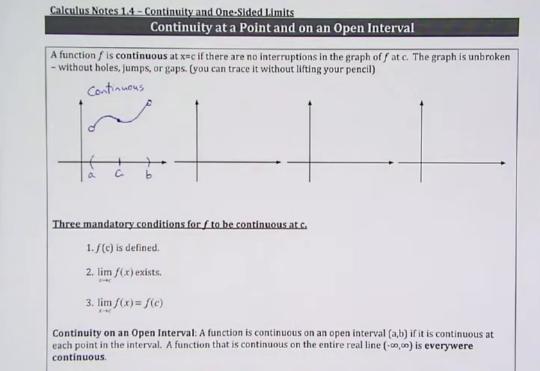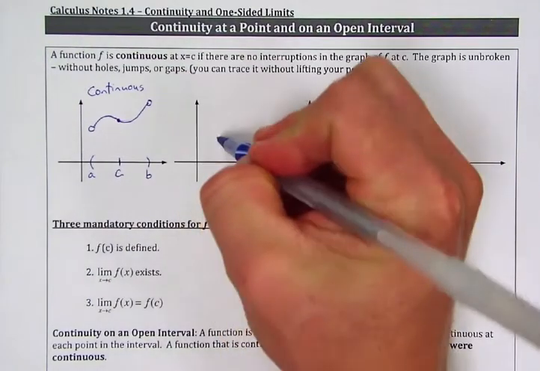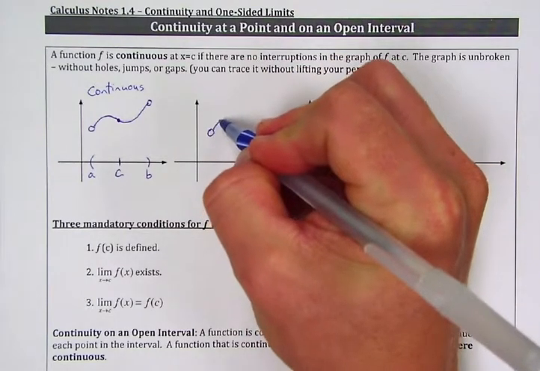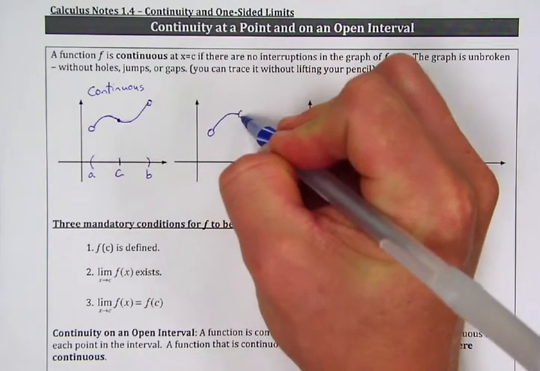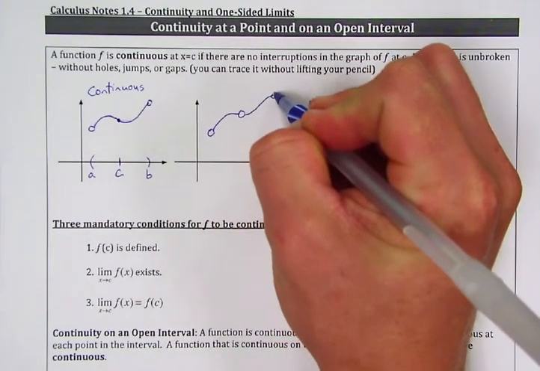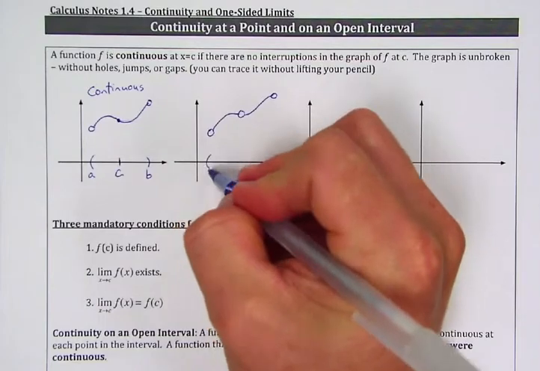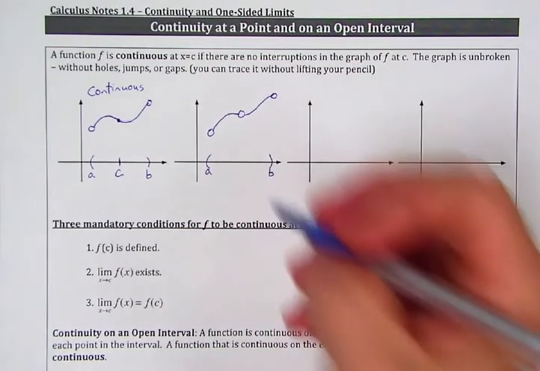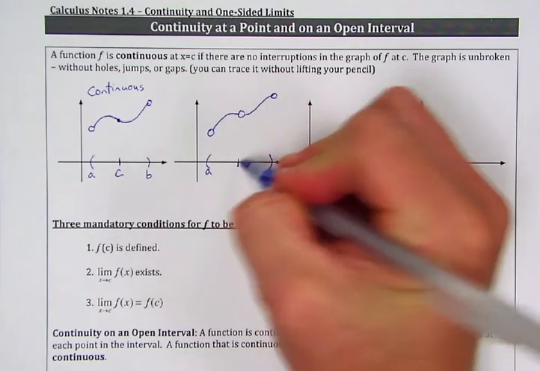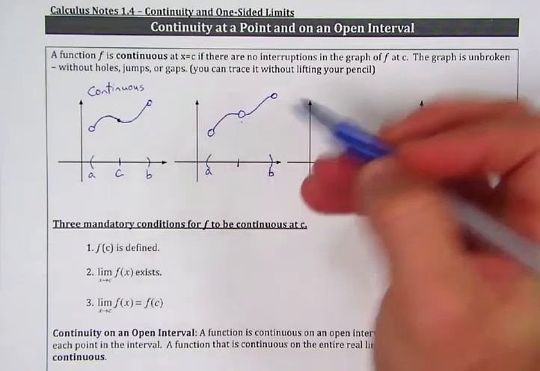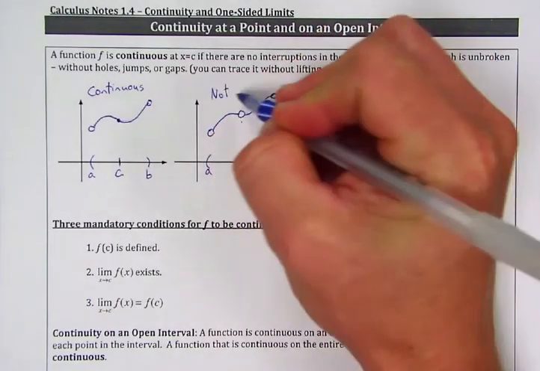I'm going to show you a couple examples now that are not continuous. So here is one way on an interval for it to not be continuous: if there is a hole in our function. You can see right here if x equals c, it is not continuous because we have a gap or a hole.